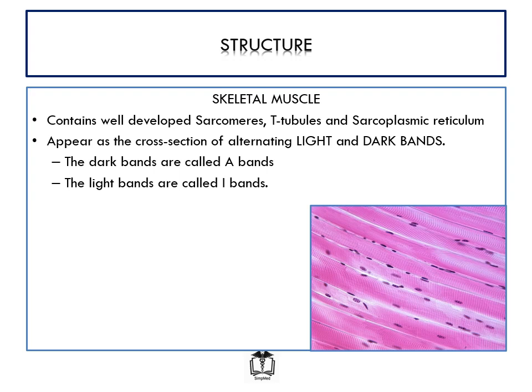I mentioned what each of these things tend to represent. And as a result of these well-developed sarcomeres, tubules, and sarcoplasmic reticulum, the skeletal muscle tends to appear like a cross-section of alternating light and dark bands under the microscope. So if you look at this picture, this is a microscopic view of the skeletal muscle. You notice that there are some dark and light lines shown on the different aspect of the skeletal muscle.